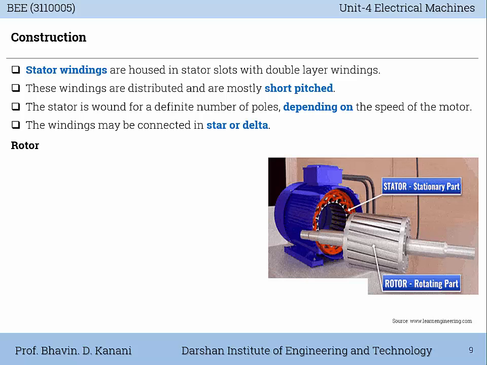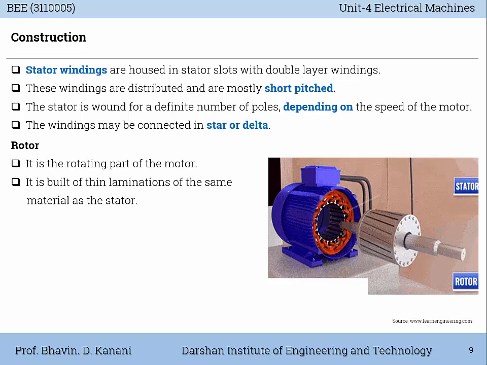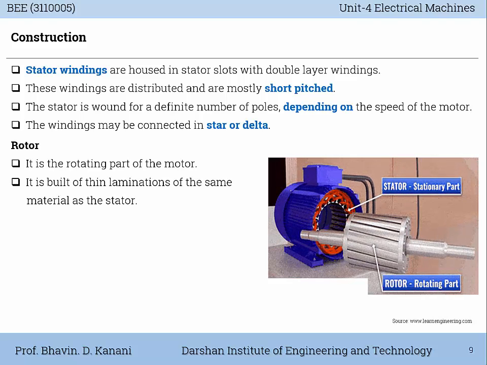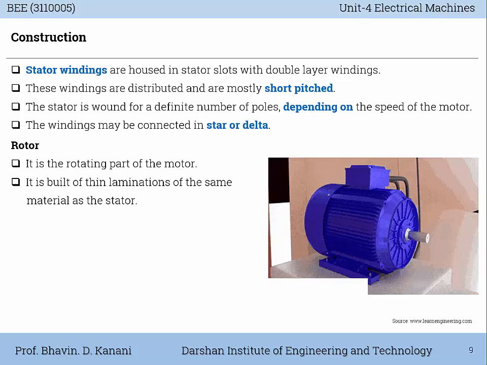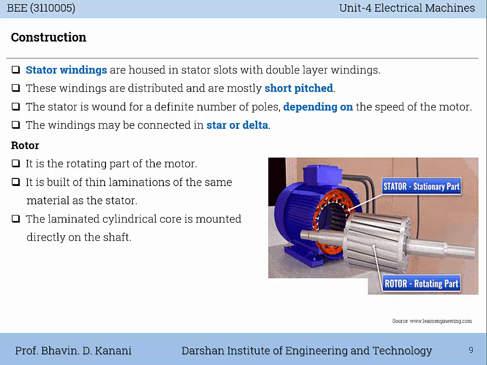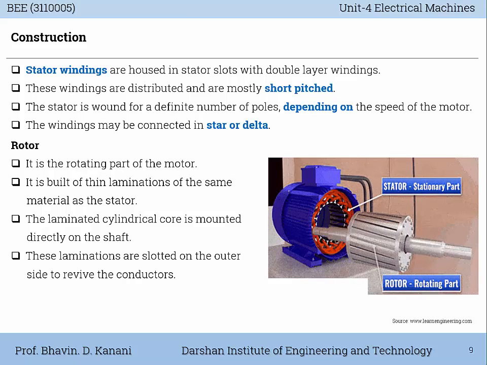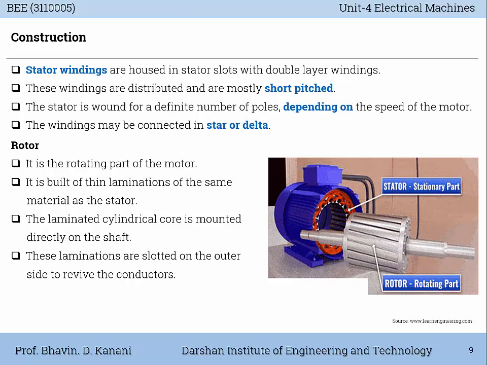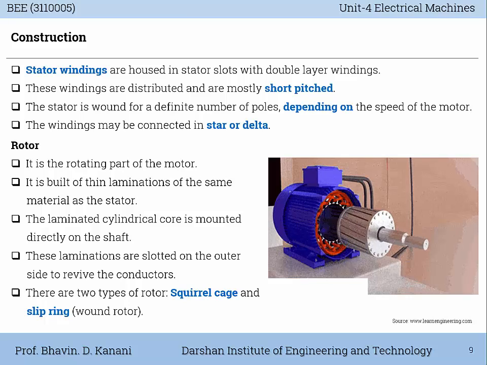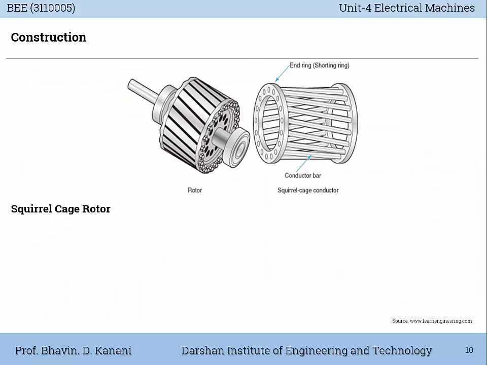Now rotor. It is the rotating part of the motor. It is built of thin laminations of the same material as the stator. The laminated cylindrical core is mounted directly on the shaft. These laminations are slotted on the outer side to receive the conductors. There are two types of rotor, squirrel cage and slip ring.